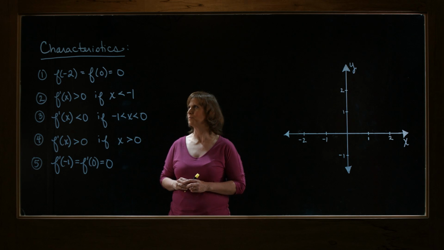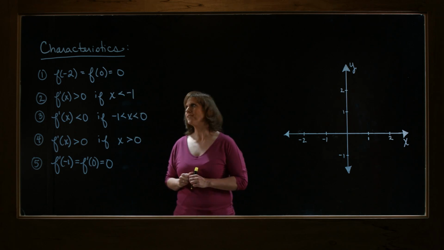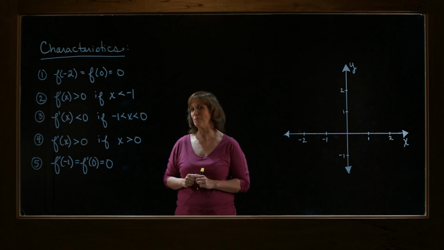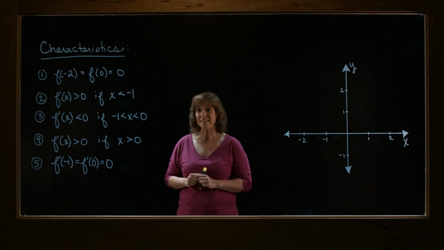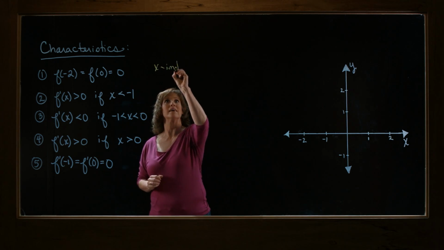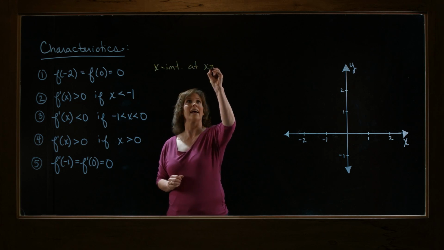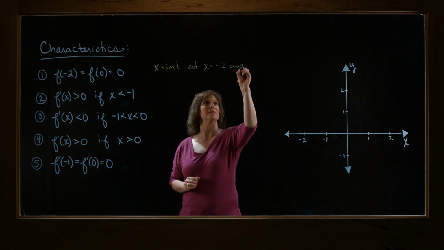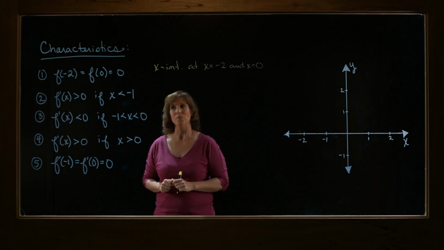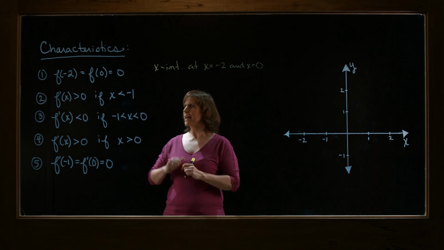The first one tells us that f of -2 is the same thing as f of 0, and that they both equal 0. That tells me that there are x-intercepts at x equals -2 and x equals 0, because the y-coordinate is 0. Let's look at our next characteristic.